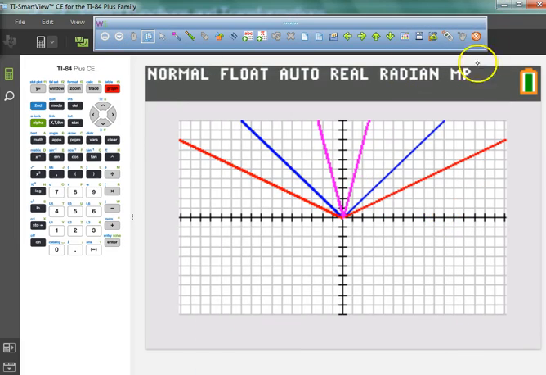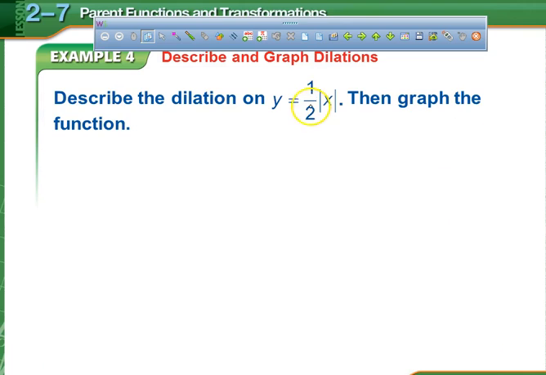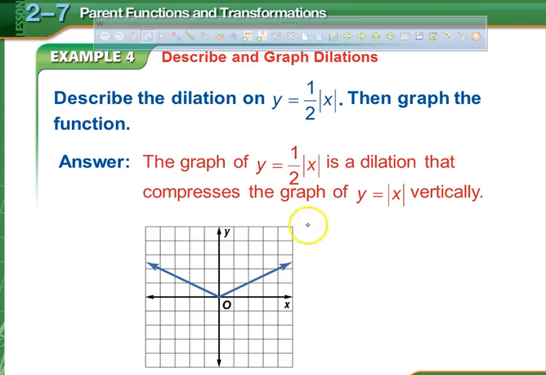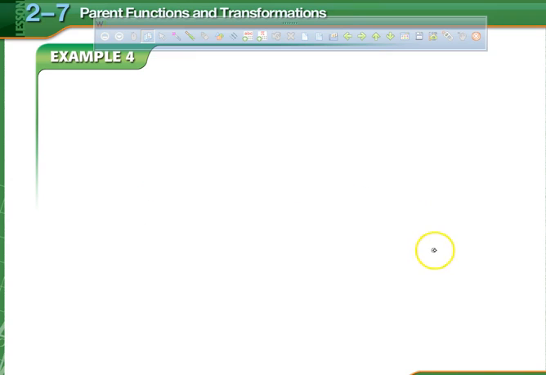So now we can go back to our PowerPoint, and it says, where is that? That's on the outside, so we're dealing with something vertical. But is that going towards the y-axis or away from? Away. So what do we call that? We call it compressed vertically because it's going away from. Okay?